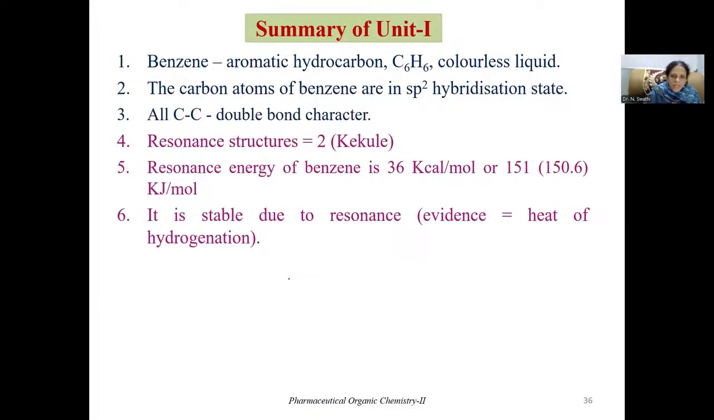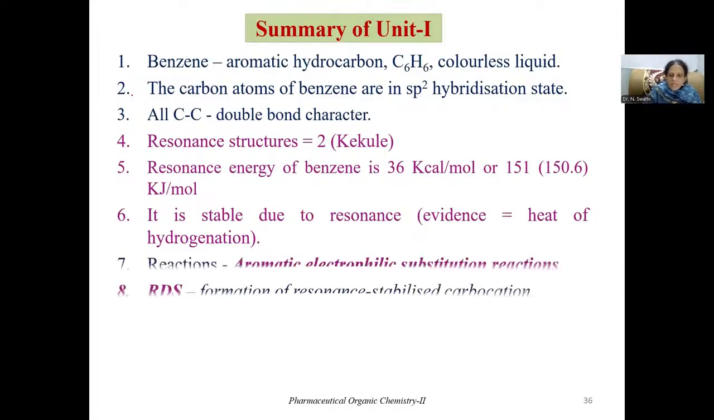Because we have completed unit 1, let us quickly summarize the few important points I discussed in these 3-day sessions. Benzene is an aromatic hydrocarbon, as you are aware, and the molecular formula of benzene is C6H6, and it occurs as a colorless liquid. The carbon atoms of benzene are in the sp2 hybridization state. That is what I discussed under the orbital structure of benzene.